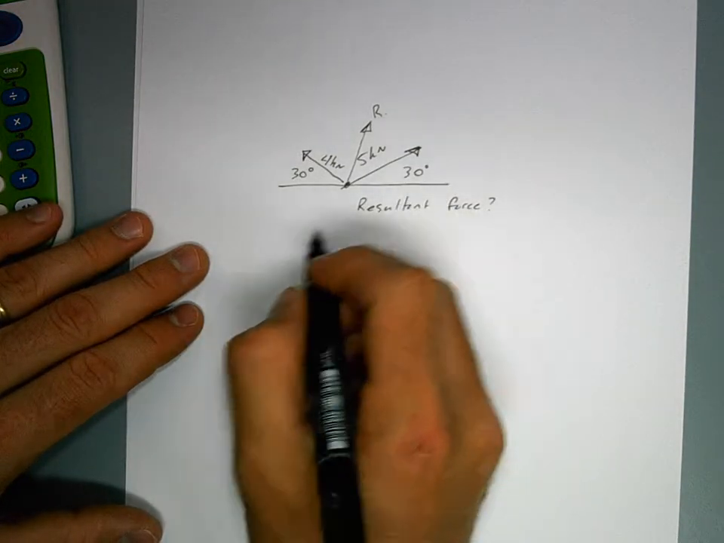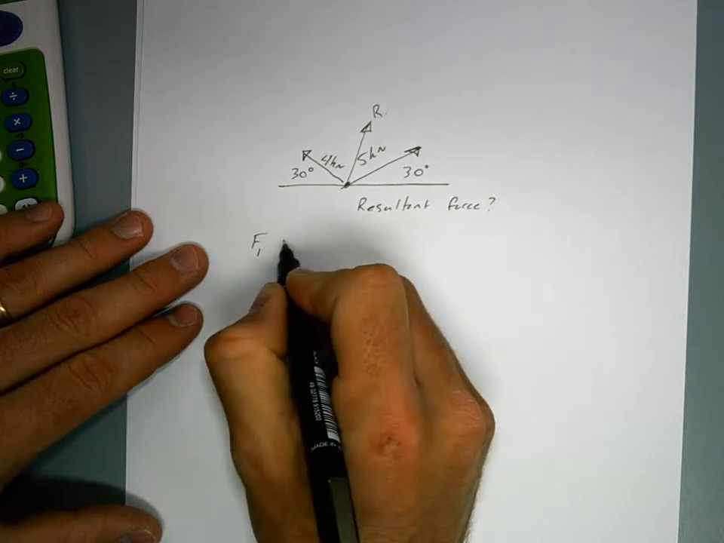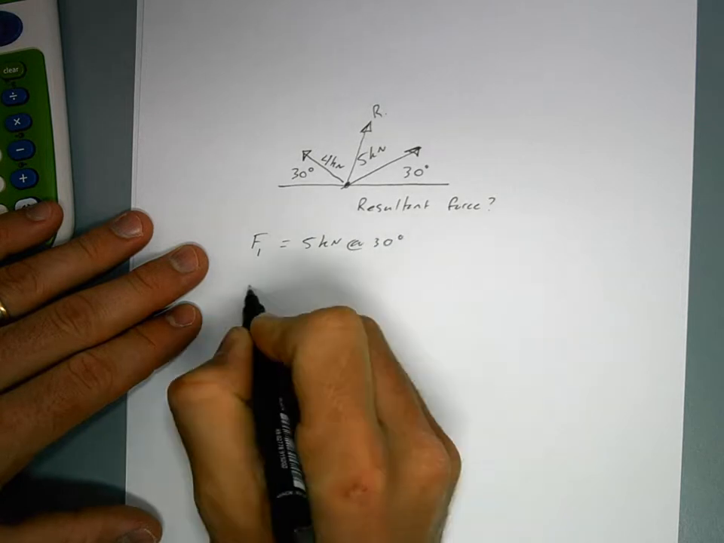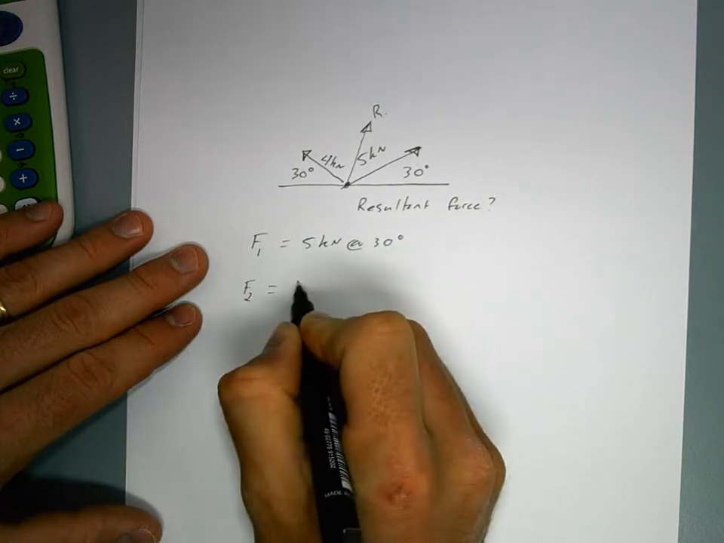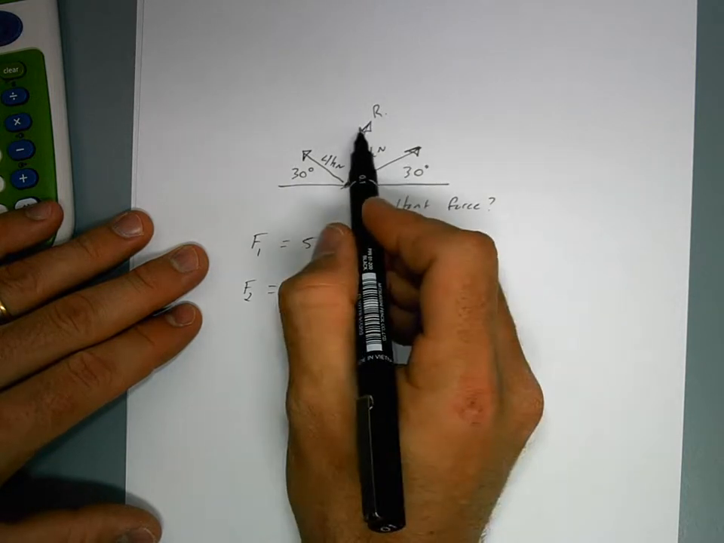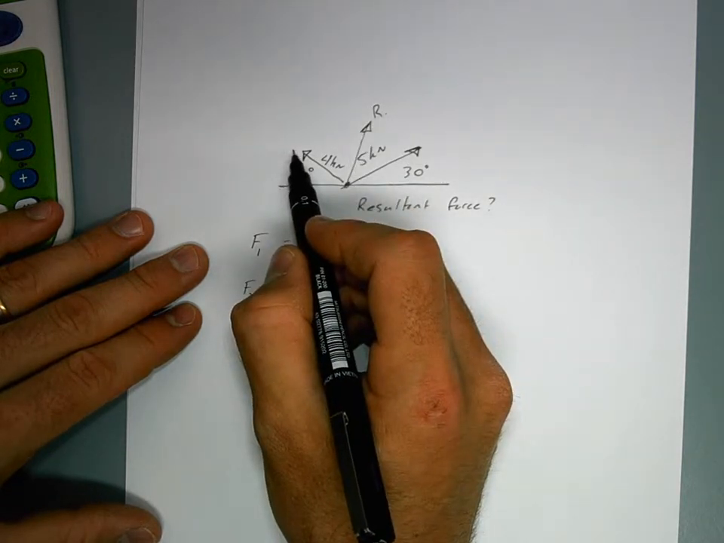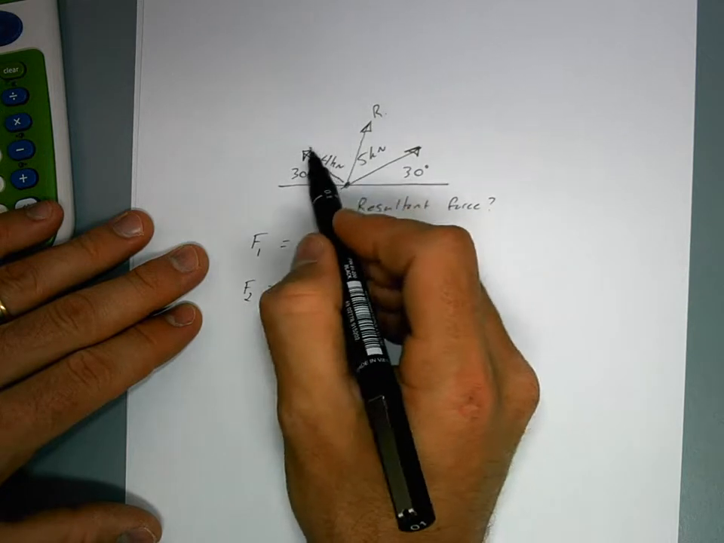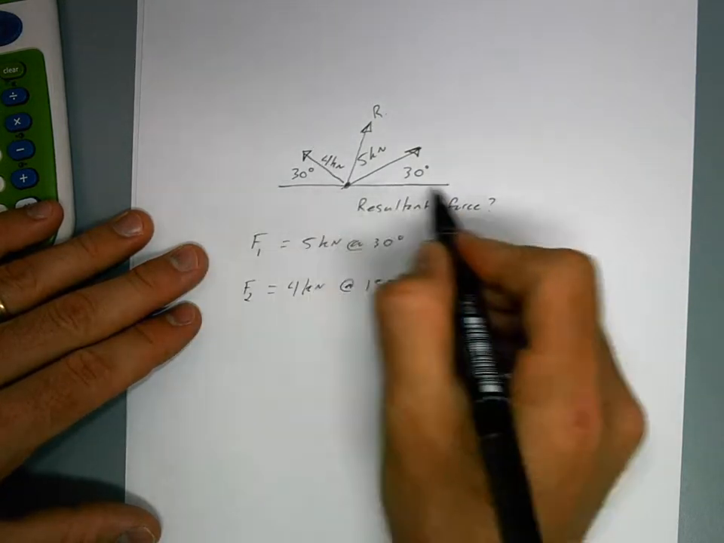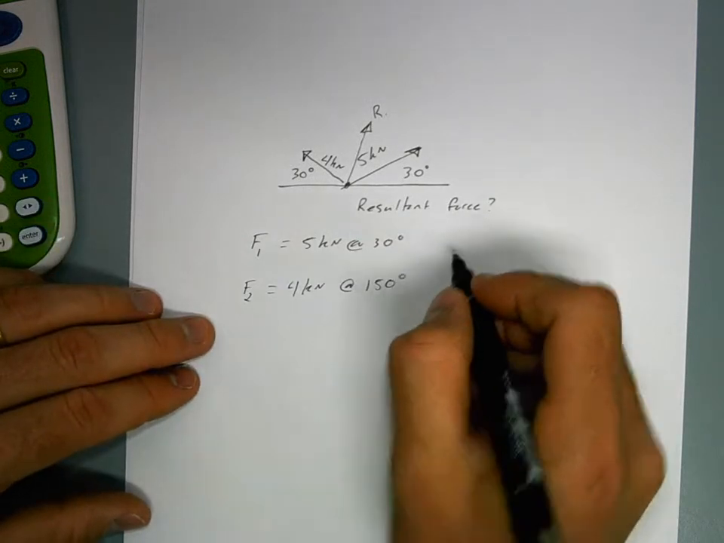So let's divide the first force. So let's call it force 1. It's 5 kilonewtons at 30 degrees. Force 2 is 4 kilonewtons at, and that's 90 plus another 30, so that's 90 plus 60, so that's 150 degrees from the horizontal. So let's break these down.